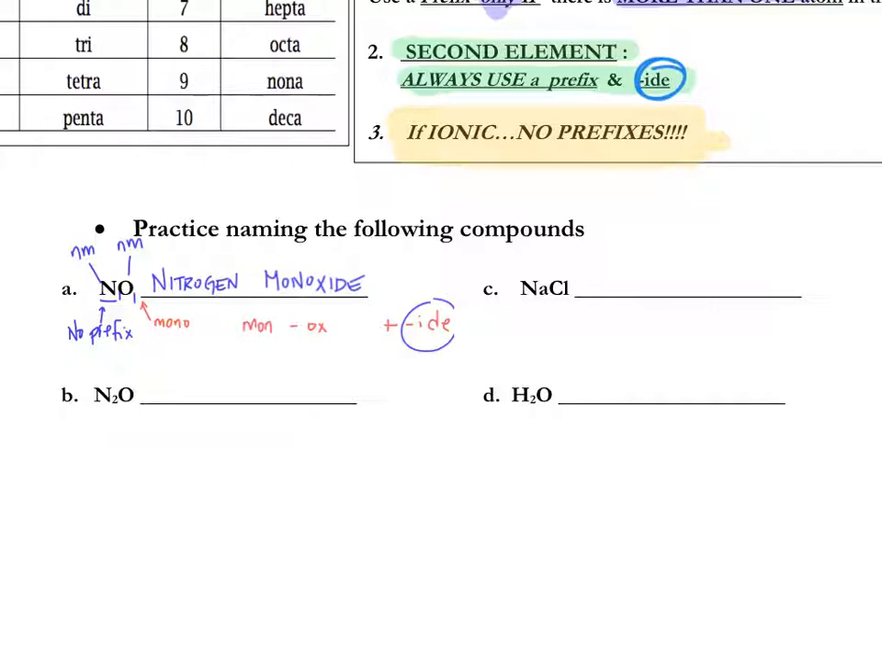My second compound here is between nitrogen and oxygen. So we know that nitrogen is a nonmetal. Oxygen is a nonmetal. Now when I look at the first element, I look at the subscript, it's a 2. So that means that there are 2 nitrogens. 2 is greater than 1, so that means that this element needs a prefix. And the prefix for 2 is di. So I add the prefix di, and then the name of the element, which is nitrogen.